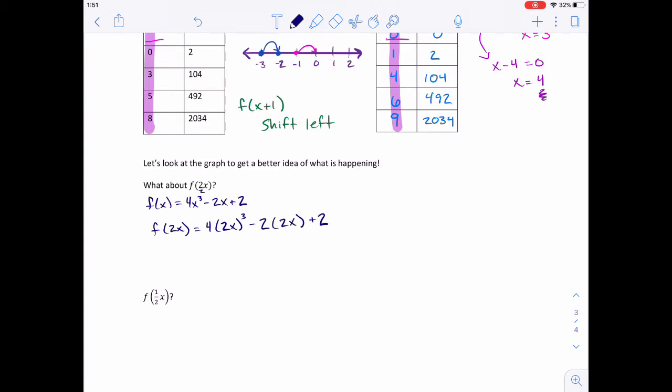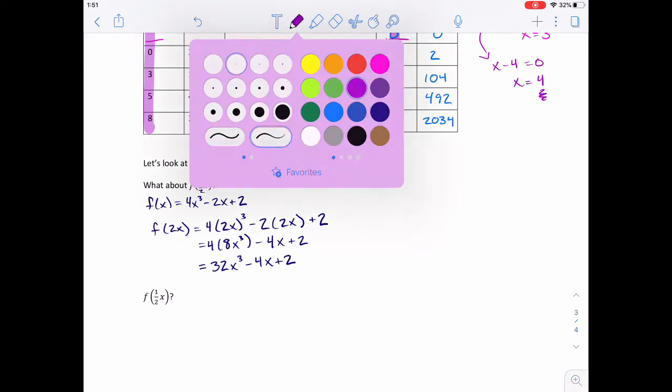We could simplify this if we want, because this isn't too bad. 2 cubed is 8, x cubed is x cubed. 2 times 2 is 4, plus 2. And so this is going to give us 32x cubed minus 4x plus 2. And so we multiplied by 2 on the inside.